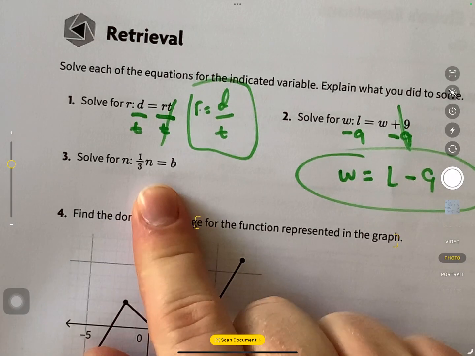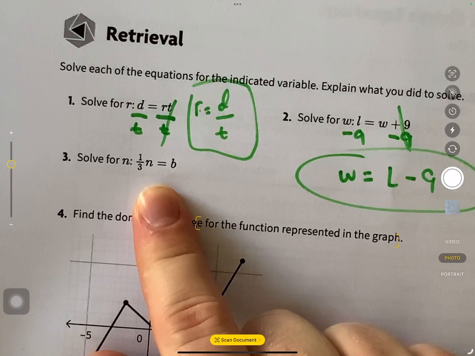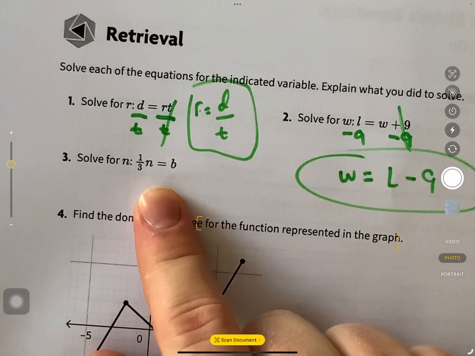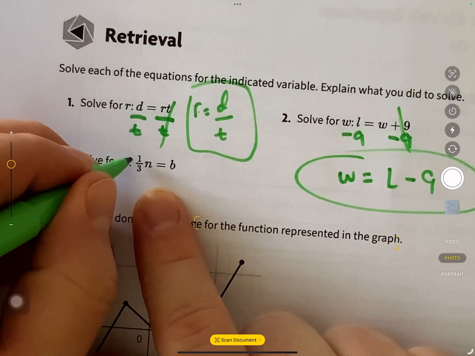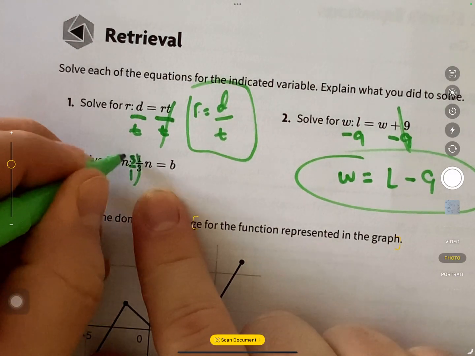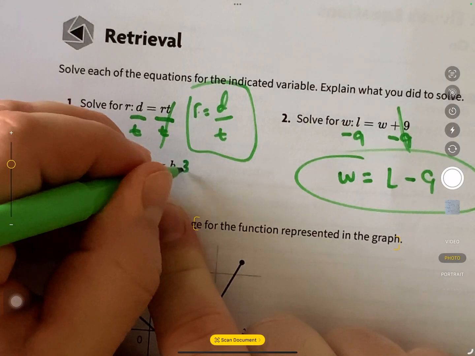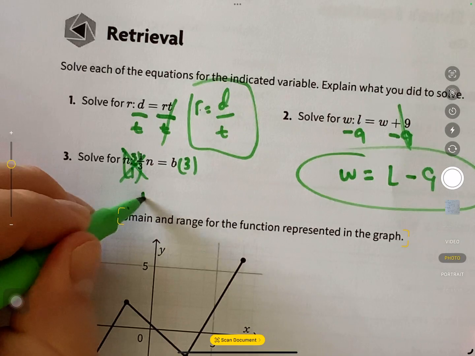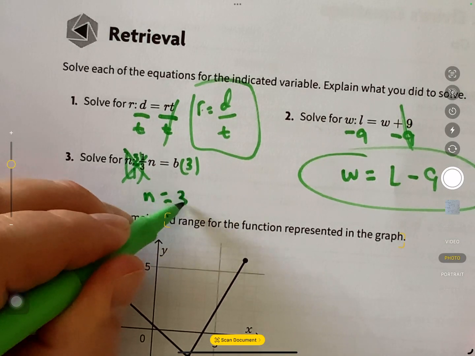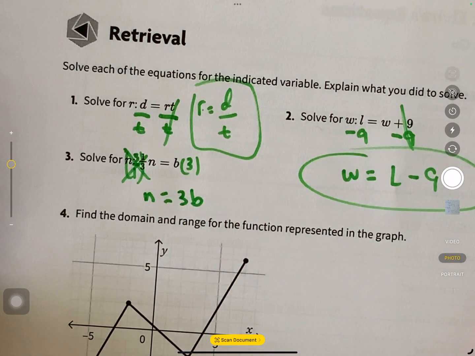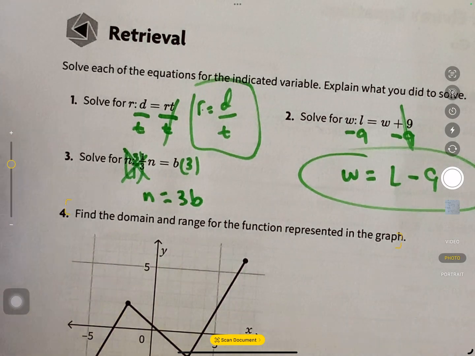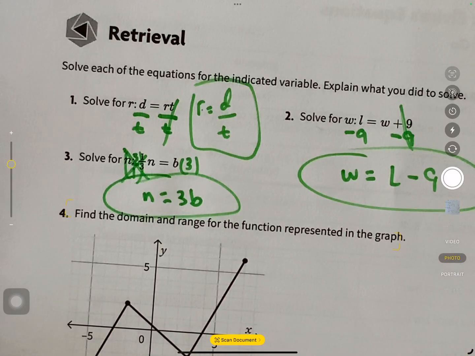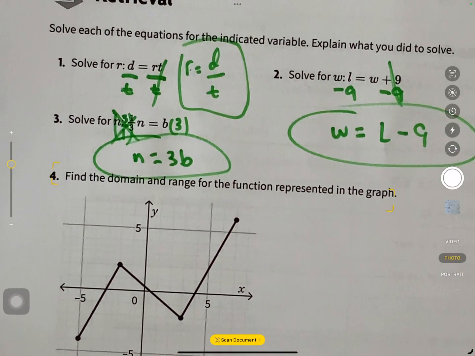We talked about this the other day. How do you get rid of a fraction? 1/3, you do the inverse. So we're going to multiply 3 over 1, or just 3, because that is what 3 over 1 is. And now n is by itself, but on the other side is 3b. And we always want to put the coefficient in front of the variable. So always put the number in front of the letter. And that's your warm-up on manipulating the equations.